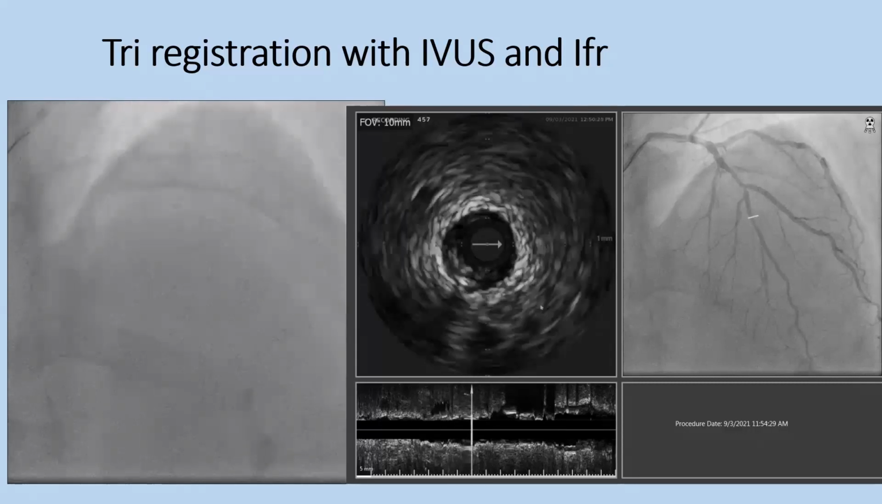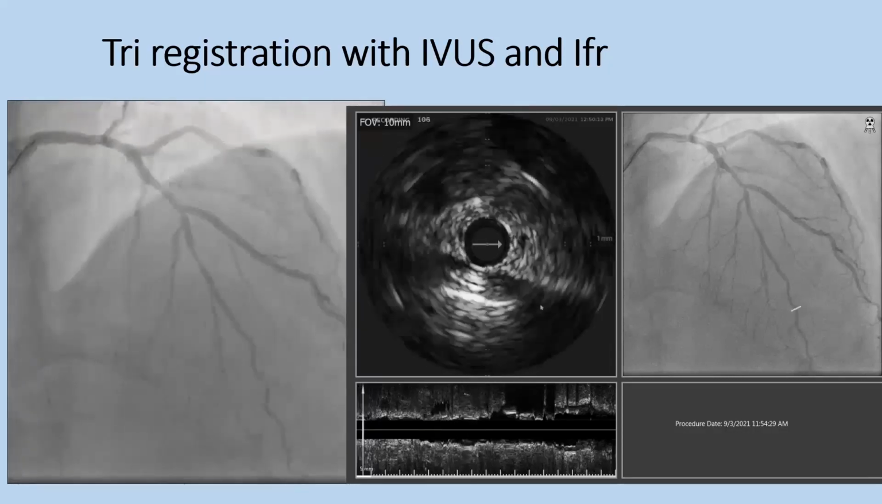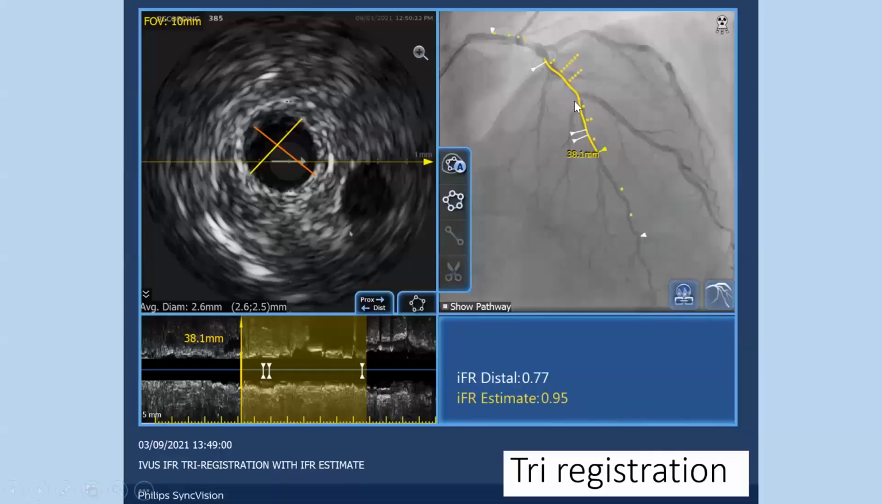This is the IVUS pullback, and we can also do an iFR, where you can see the iFR was 0.77 distally, which is quite significant. And if we decide to treat the entire segment of the vessel here, you can see these are the points where you have the highest drop in pressure. If you're able to treat the entire vessel up to the distal LAD, we can estimate that iFR is 0.95, whereas if we treat only the proximal lesion, we will not be able to achieve a good iFR.